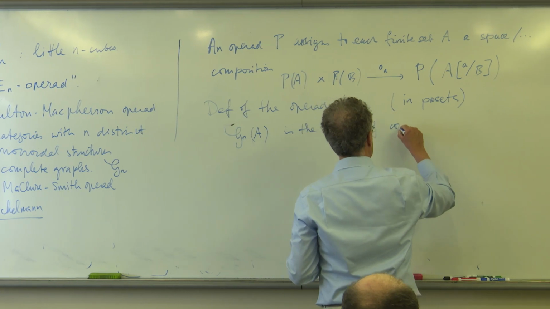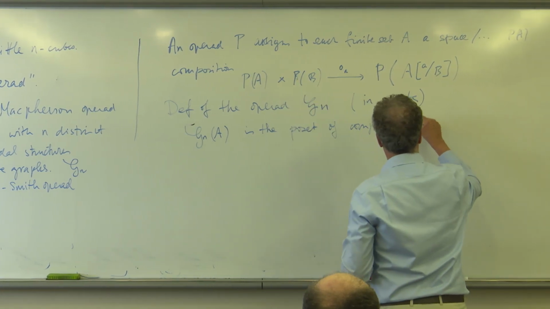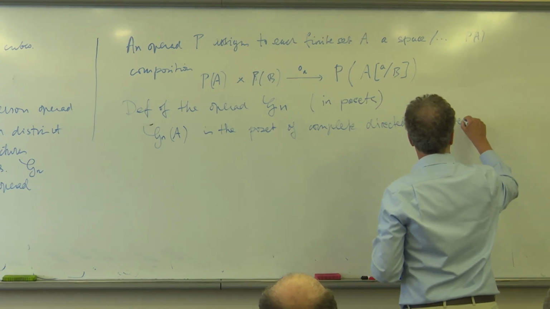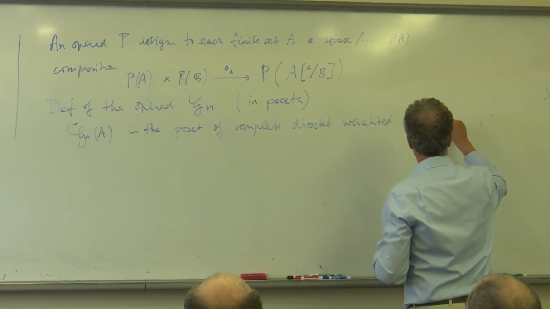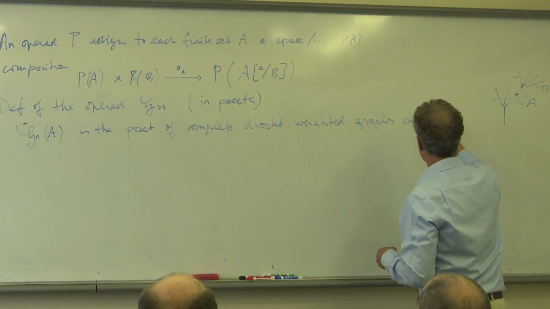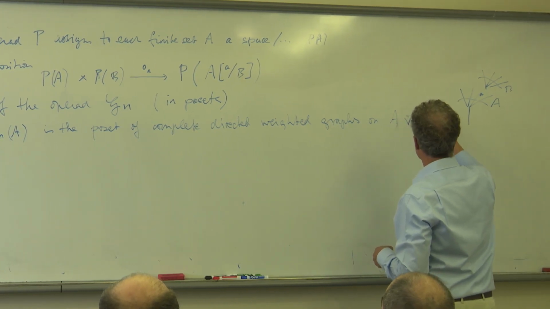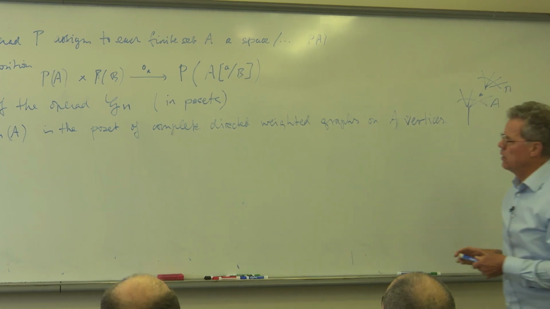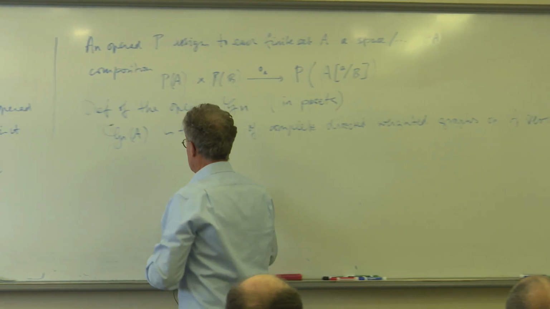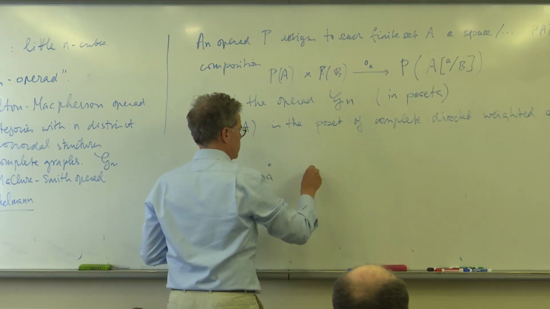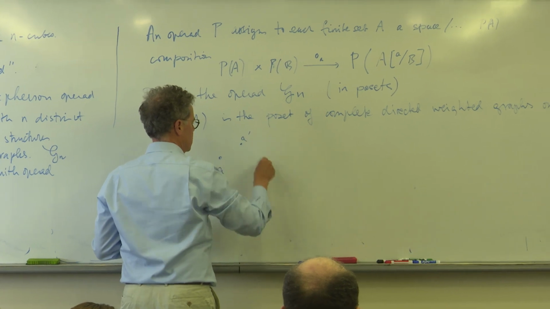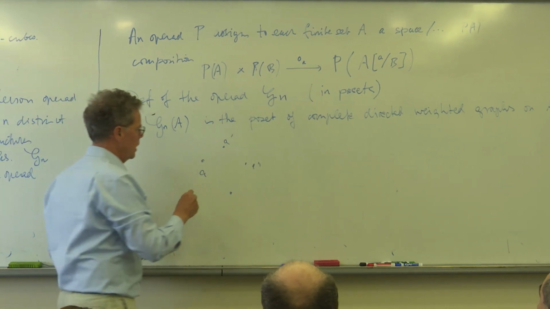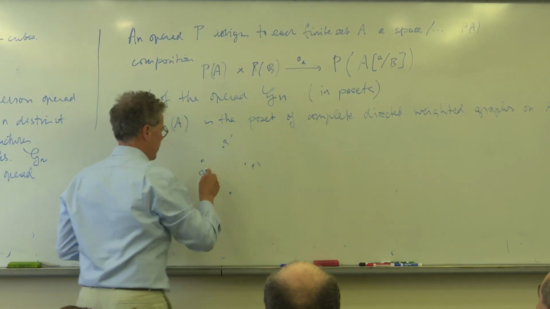It is the poset of complete, directed, weighted graphs on A vertices. That's a long sentence. What I mean is, you have a set of vertices, A primed, A double primed, and so on. And there will be further conditions, so if you're taking notes, leave some space.